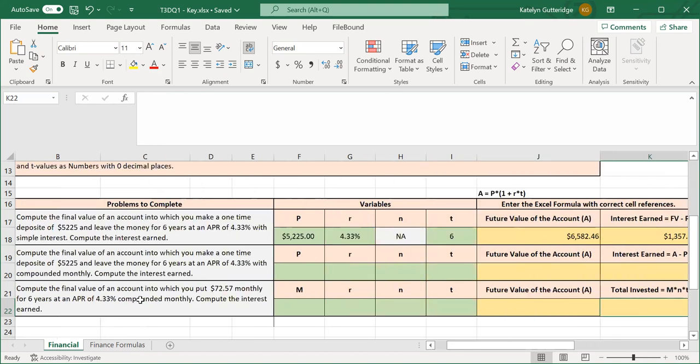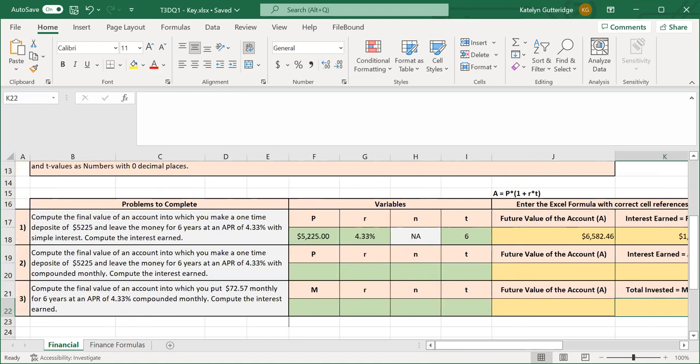So going back to our problem, we want to look for our keywords. We are going to put in a monthly amount into an account. So we have $72.57 monthly going into an account. We have a percentage, we have compounded. So we have a monthly payment with compounded. We're putting money into a savings account. So this is going to be our future value of periodic payments formula.